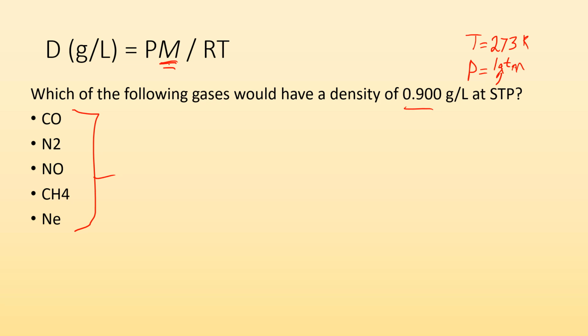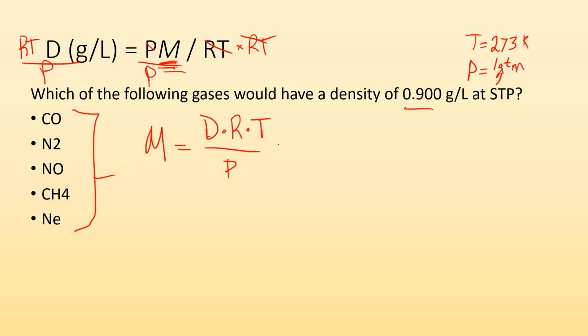So let me do a little rearranging. I got to get molar mass by itself, which means I got to multiply each side by RT. So I get RT over there, cancels out here, and then divide each side by pressure. So that pressure cancels out, and I'm left with the molar mass equals the density times the gas constant times the temperature divided by the pressure. So now they've told me all this information, so I just plug it in.